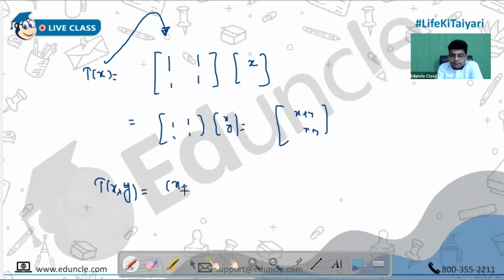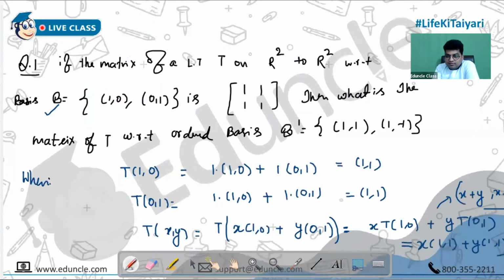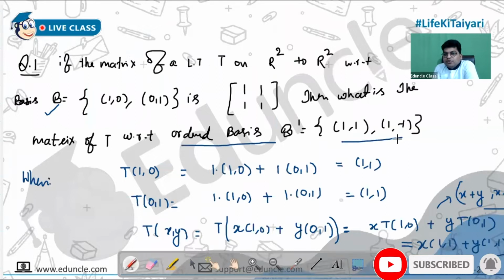So the linear transformation T(x, y) is nothing but (x + y, x + y). Okay, so this is the linear transformation. It means this is some extra work which we have done. In general, T(x, y) is given and two ordered bases are given, so you can find the answer. Now somebody is asking what is the matrix with respect to this ordered basis, so you can find it directly.